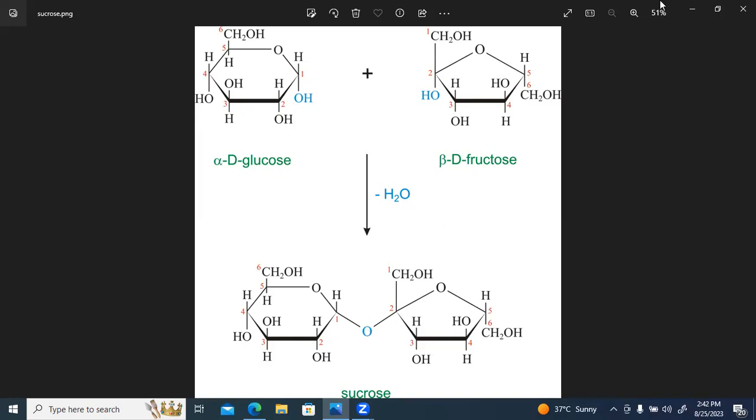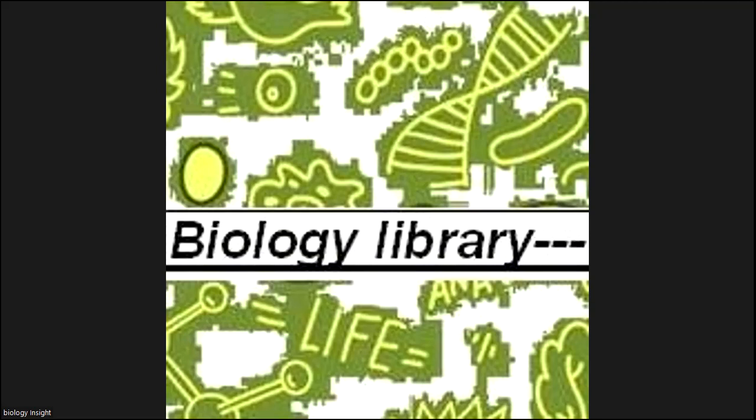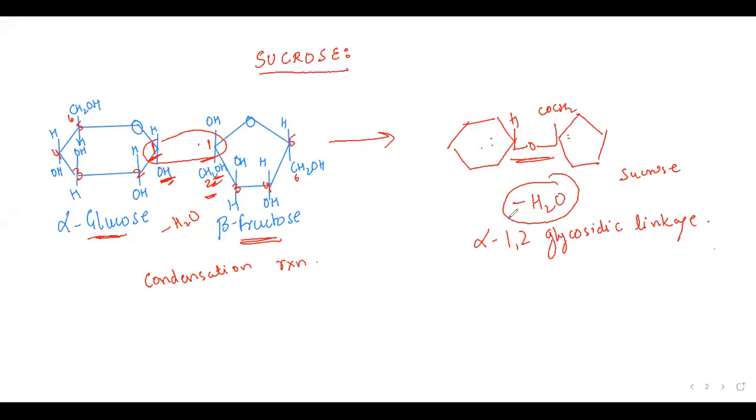Now, coming back to the sucrose. Let's discuss some properties of sucrose. Sucrose is called a cane sugar because it is derived from sugar cane.